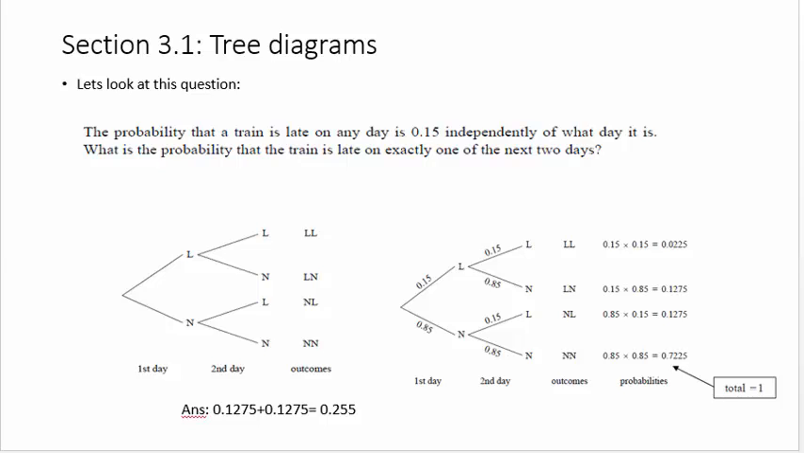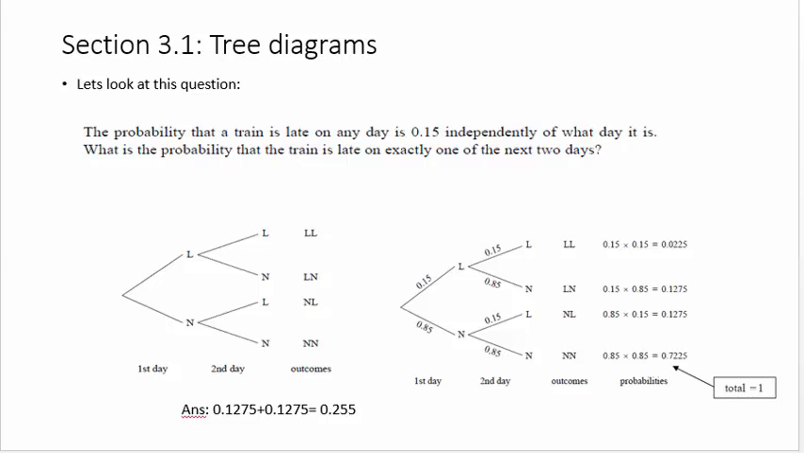At every step there are 2 possible outcomes, late or not late. The probabilities are given in the next diagram. There are a total of 4 cases: the train is late and late on consecutive days, late, not late, not late, late, and not late, not late. By this tree diagram we can calculate the probabilities of the 4 possible outcomes, and all 4 probabilities are calculated in the second diagram.